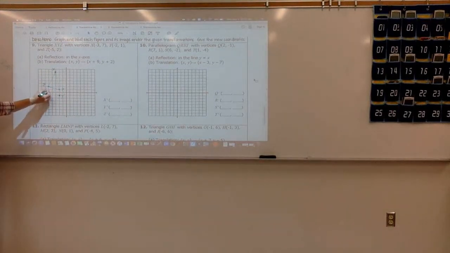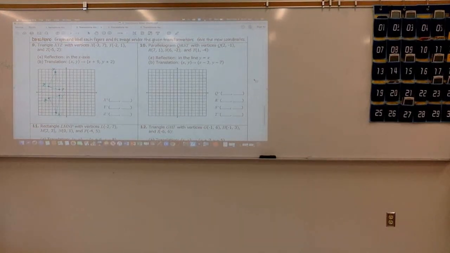Z is a distance of 2, so I'll go a distance of 2 to get to z prime. And then x is 1, 2, 3, 4, 5, 6, 7, so I'll go 1, 2, 3, 4, 5, 6, 7 to get to x prime. So here is my triangle reflected in the x-axis.